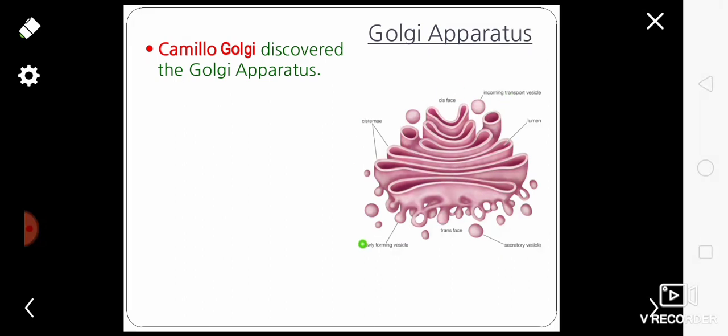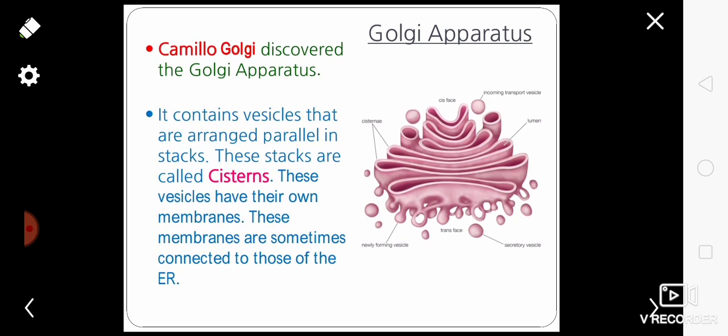When we examine the structure of Golgi apparatus, you can see so many vesicles are there and parallelly arranged stalks. These stalks are known as cisternae and each has separate membranes. Sometimes these membranes are connected to the endoplasmic reticulum. So it contains vesicles that are arranged parallel in stalks, and these stalks are called cisternae. These vesicles and stalks have separate membranes, which are sometimes connected to the endoplasmic reticulum.